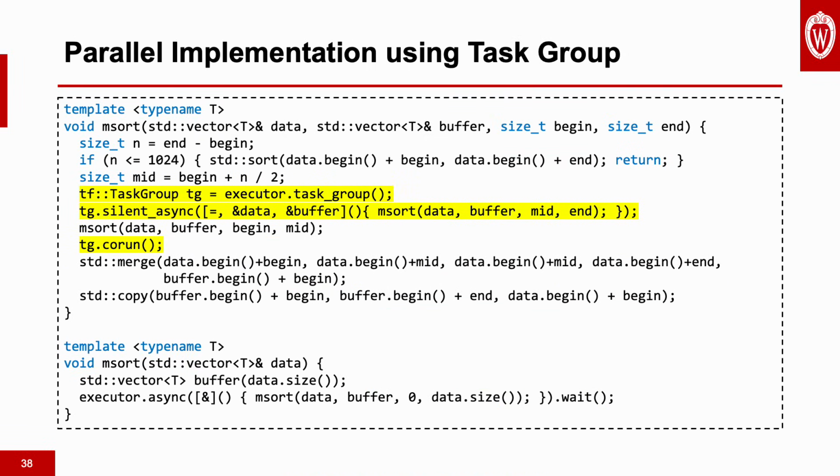This slide shows a parallel implementation of the merge sort algorithm using Taskflow's task group. At each partition level, we create a task group to launch the right recursive call asynchronously, while sorting the left half in the current thread. The task group then waits for both halves to complete before merging the results and returning to the previous level of recursion.